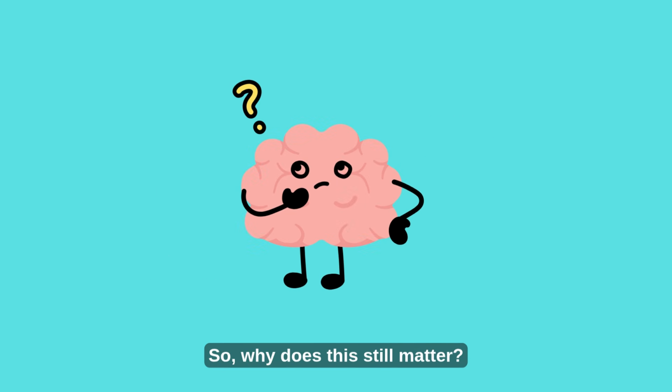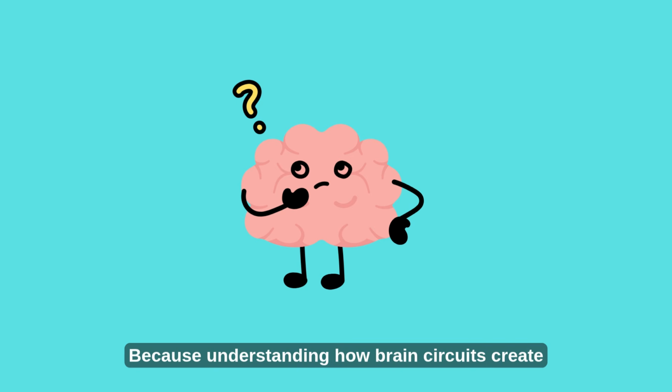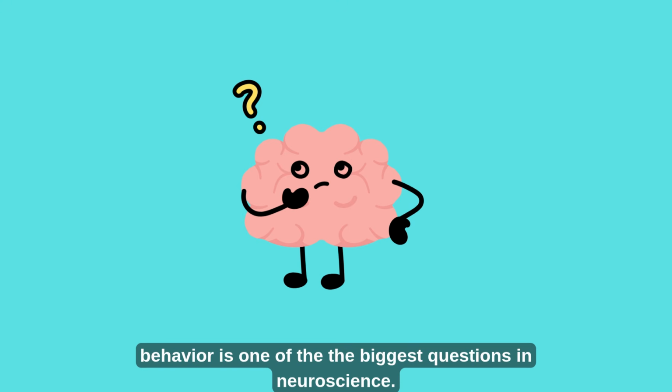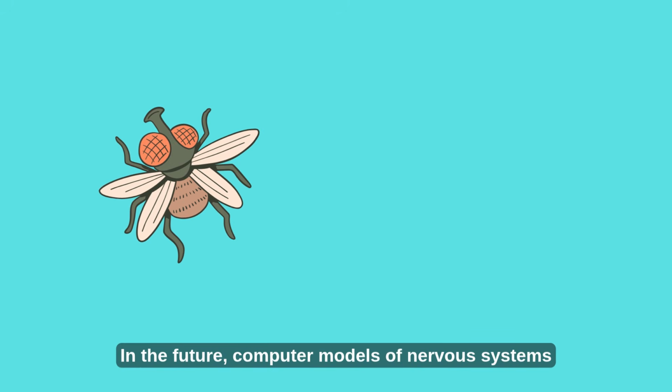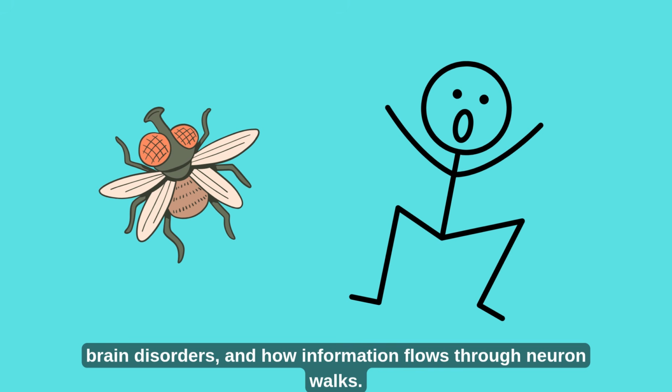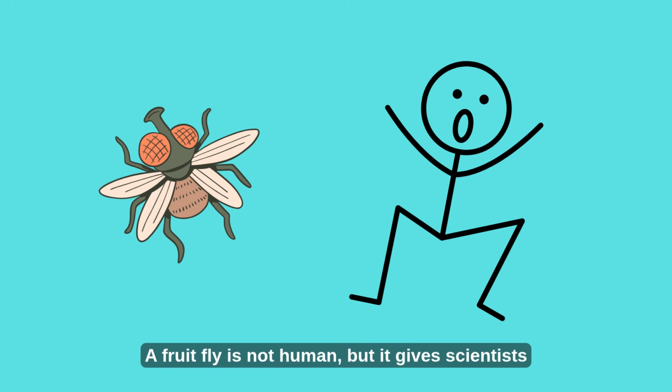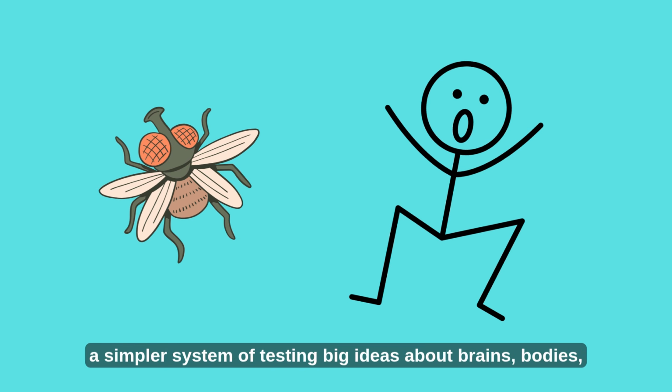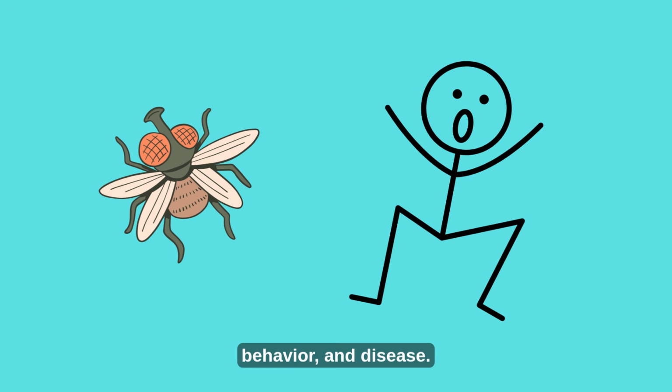So, why does this still matter? Because understanding how brain circuits create behavior is one of the biggest questions in neuroscience. In the future, computer models of nervous systems could help scientists study movement, brain disorders, and how information flows through neural networks. So a fruit fly is not a human, but it gives scientists a simpler system for testing big ideas about brains, bodies, behavior, and disease.